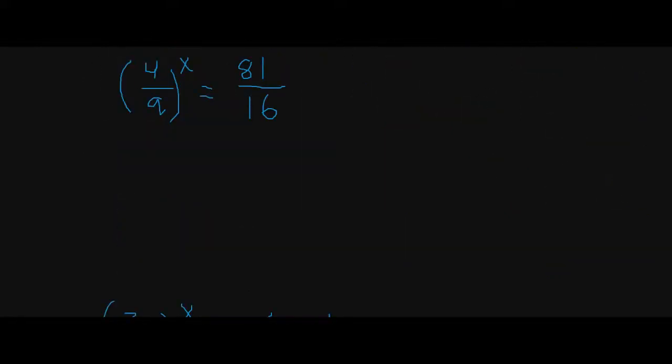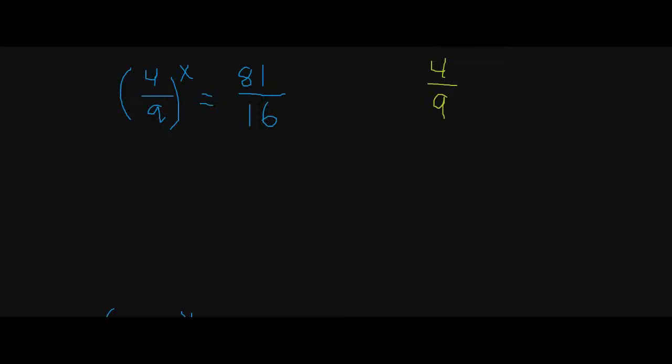All right, let's look at an example problem that might be a little bit more challenging for us to solve. Let's look at this right here. So we have 4 over 9 and 81 over 16. So I'm going to go ahead and write 4 over 9 over here and 81 over 16 right over here. And I'm trying to find a common base.